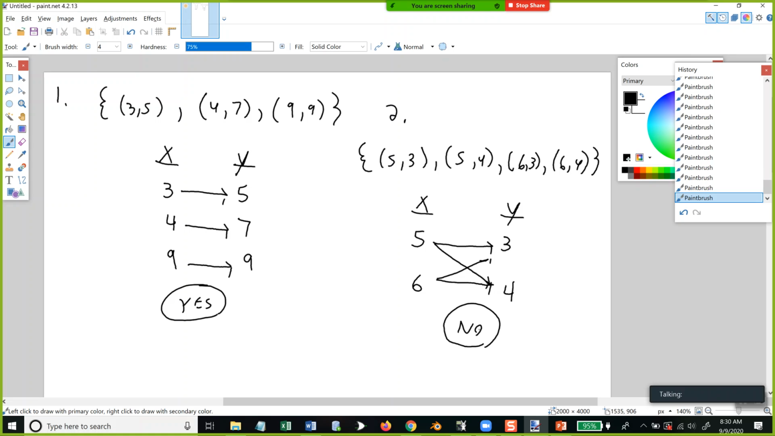Now the shortcut to that is if your x values repeat, it's not a function. Like if you look at your first problem here, I got 3, 4, 9. The x values didn't repeat, so that's a function. But over number 2, see how we got 5 and 5 right away? Since the x values repeat, I didn't need to do anything. I could have just written not a function.